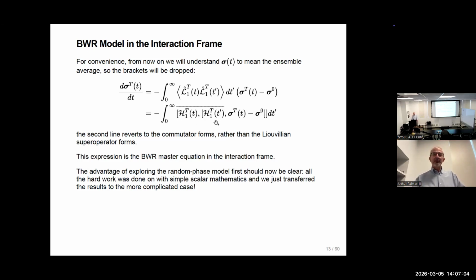So this is called the master equation in the interaction frame. Right? We're still not in the lab frame. So before, we went back to the lab frame by undoing the rotating frame transformation. So now we have to undo the interaction frame transformation. But before we go on to that, let's see if there are questions about what we've done.